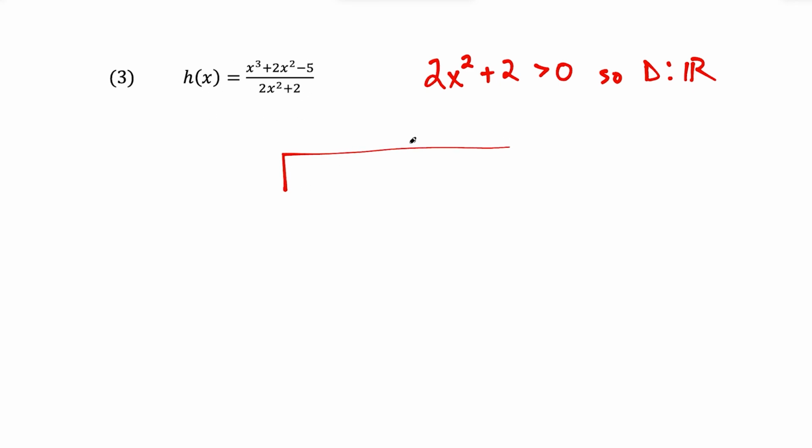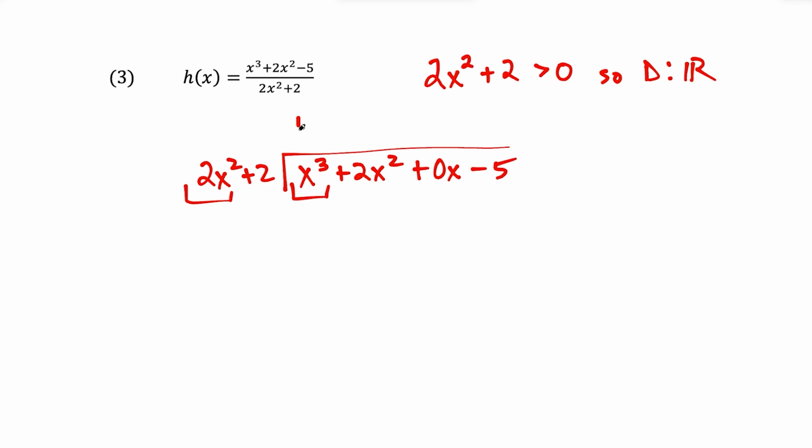But now watch what happens here when we do the polynomial division. We have x to the third plus 2x squared. We have no x term, so we could put a 0x as a placeholder. We have minus 5, and we're dividing by 2x squared plus 2. So from here, I'm just focusing on the leading terms, and x to the third divided by 2x squared is going to give us 1/2 x like this. And if we distribute, 1/2 x times 2x squared is going to give us x to the third power. And then 1/2 x times 2 is going to give us just 1x.